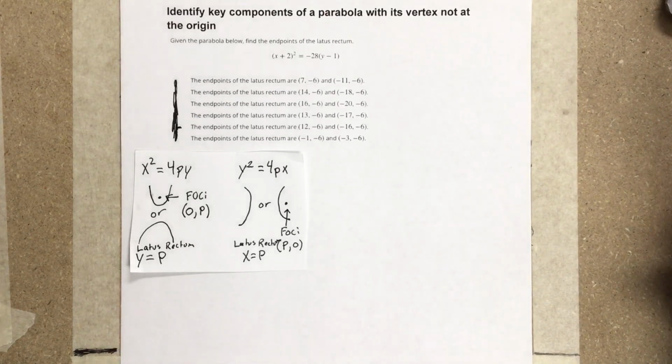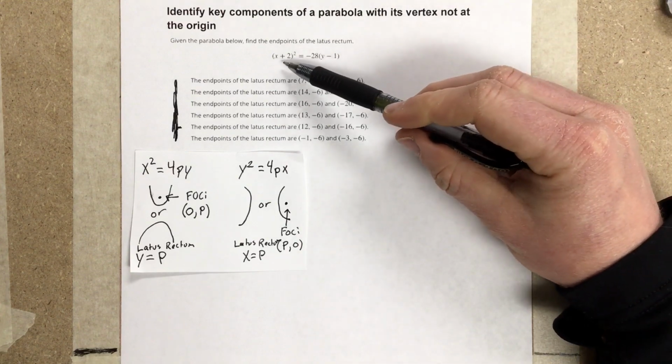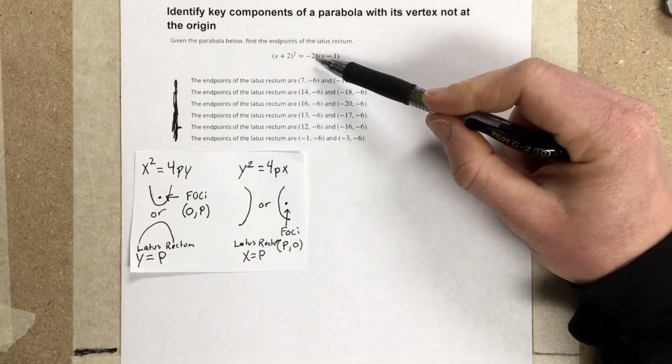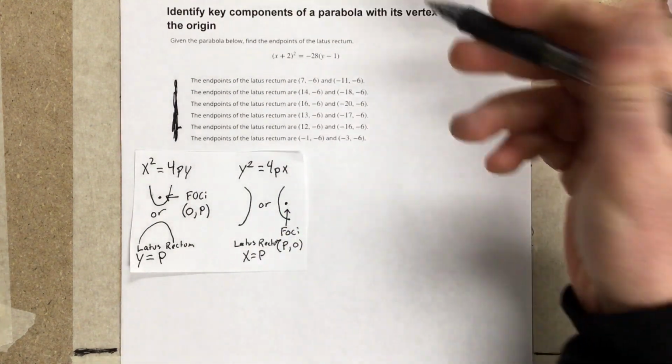In this video, we're going to identify key components of a parabola with its vertex not at the origin. It says, given the parabola below, find the endpoints of the latus rectum. So you can see that we have (x + 2)² = -28(y - 1), which is this formula here. And I'm going to write that at the top.